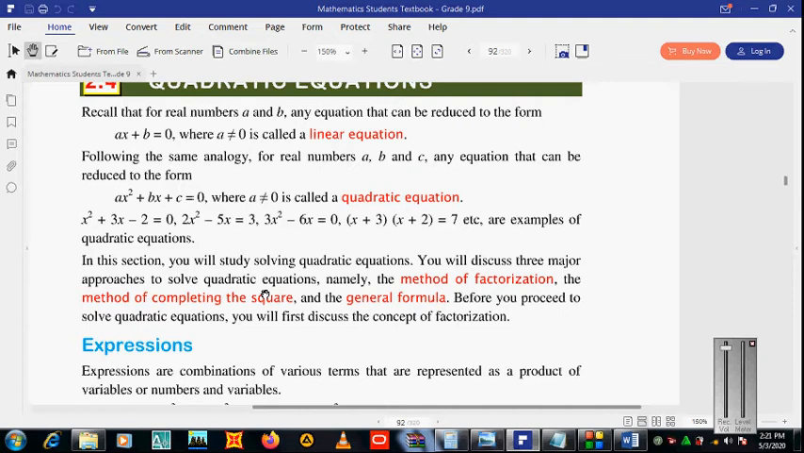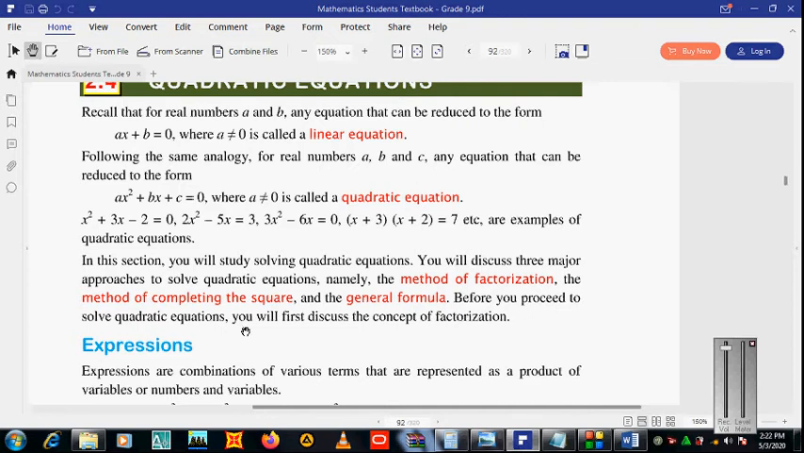The methods of finding the solutions, or the roots, of a quadratic equation are 3 methods: the method of factorization, the method of completing the square, and the method of the general formula. The first one is the method of factorization. The second is the method of completing the square, and the third is the general formula.